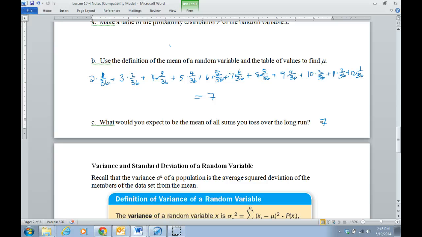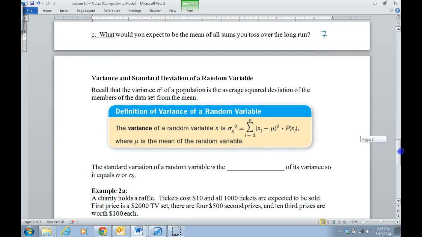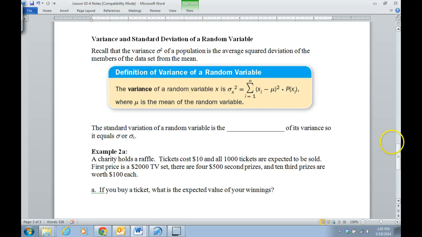All right, so let's turn the page. Yep, there's more. Wait, what did it equal? 7.